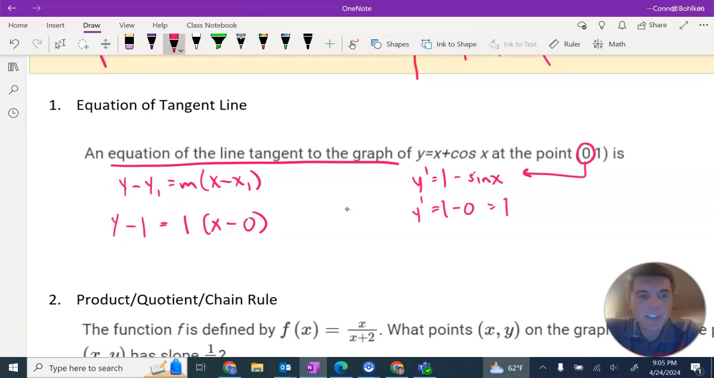There's our equation of our tangent line. Write out point slope form, find an xy pair, find a slope, plug them all into the correct spots. Just wanted to refresh your brains on that.